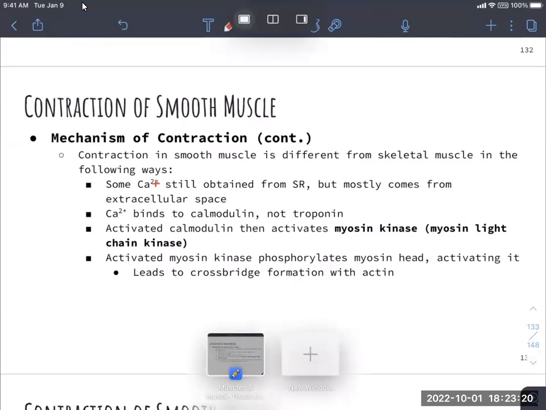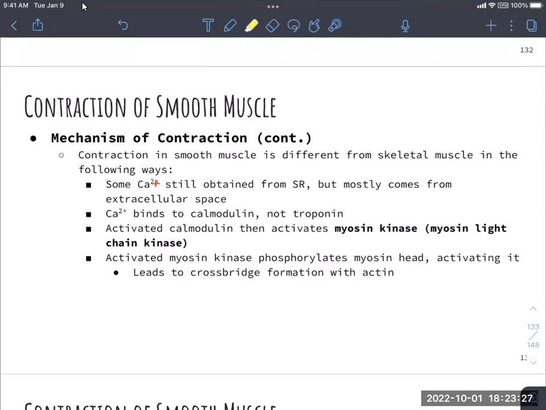We get some calcium from the smooth endoplasmic reticulum in smooth muscle, but most of it is going to come from the extracellular space. That's where we get that calcium from. Calcium binds to calmodulin in smooth muscle, and that calmodulin activates the myosin kinase. That myosin kinase will phosphorylate the myosin head, which leads to cross bridge formation.